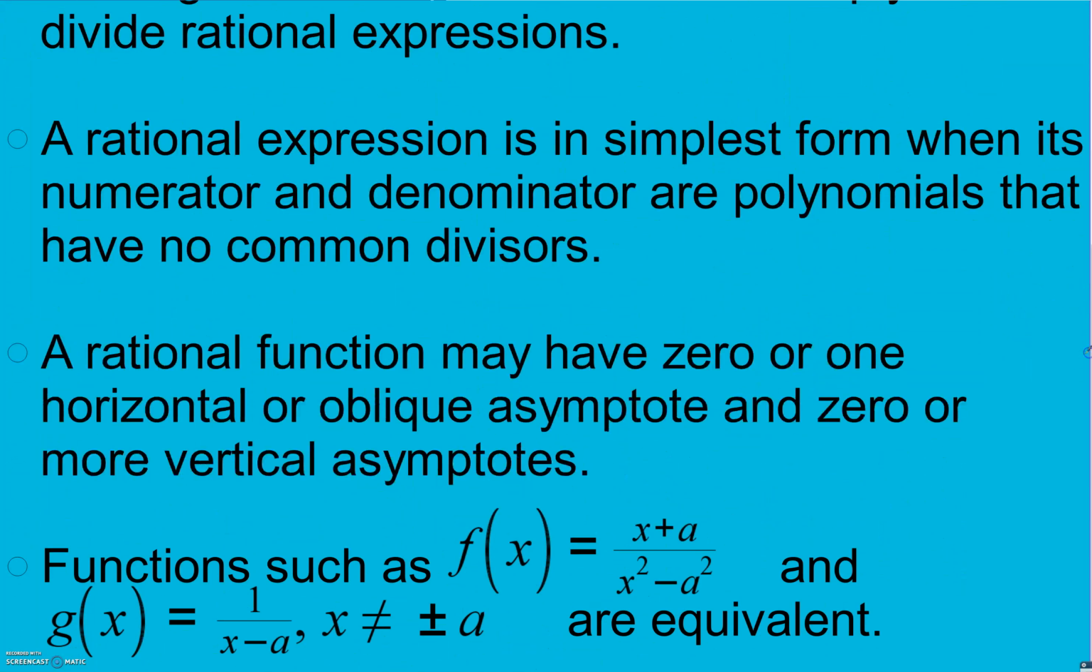A rational function may have 0 or 1 horizontal or oblique asymptote and 0 or more vertical asymptotes. Functions such as f of x equals x plus a over x squared minus a squared and g of x equals 1 over x minus a, as long as x is not plus or minus a, are equivalent. What that means is they're just simplified versions. G is a simplified version of f of x.